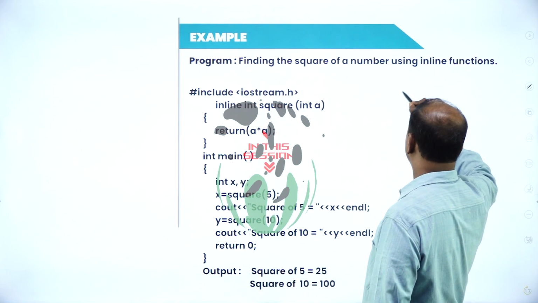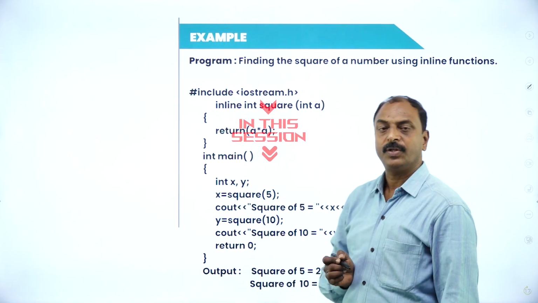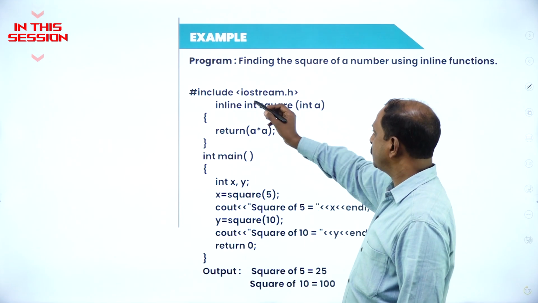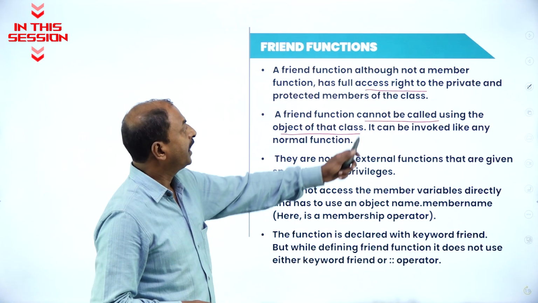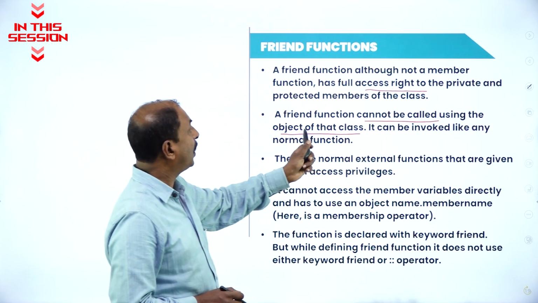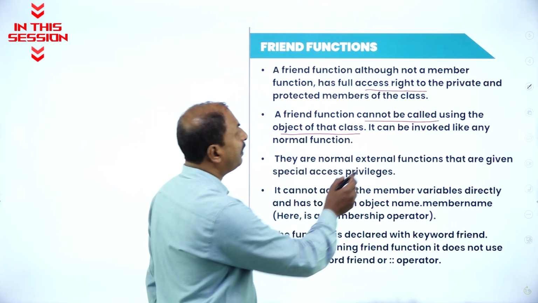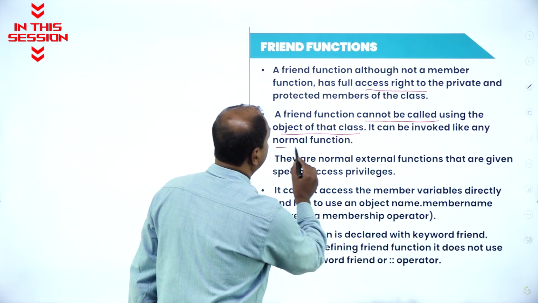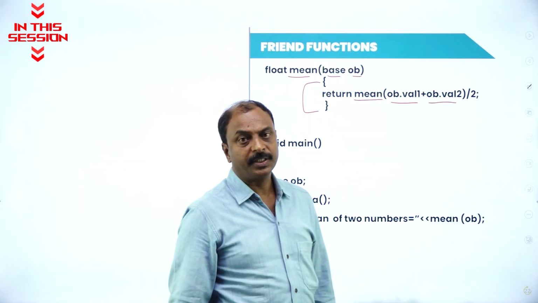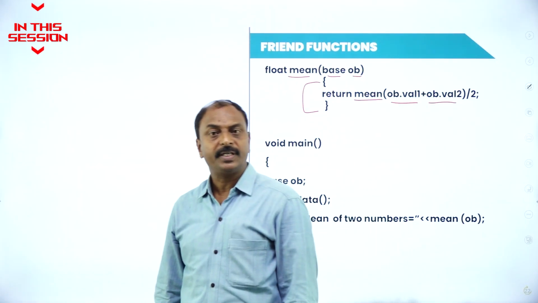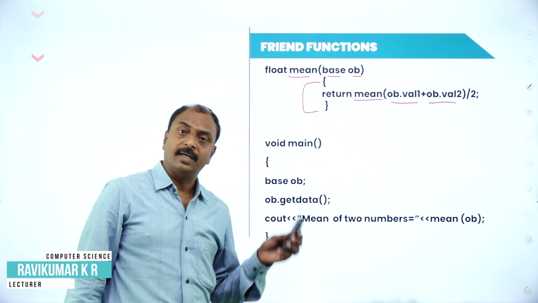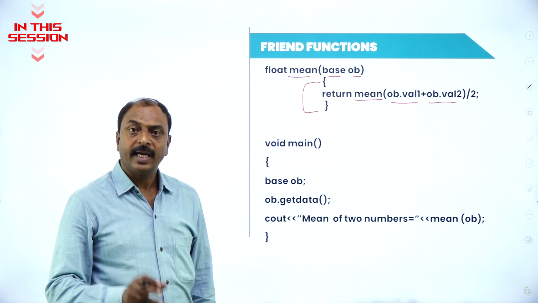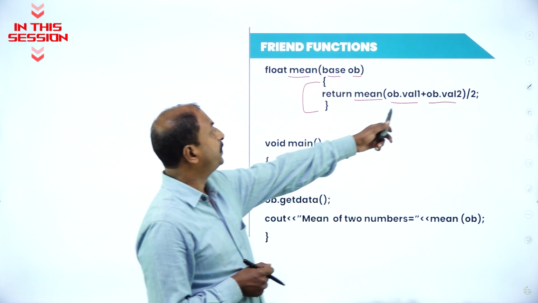Find the square of a number using inline function. So here first the program starts with header files. With respect to friend function, it cannot be called using object of a class. So it can be invoked like any other normal function. Friend function has an access to private and protected members of a class, but they cannot access the data members directly. It has to be accessed through object of a class.